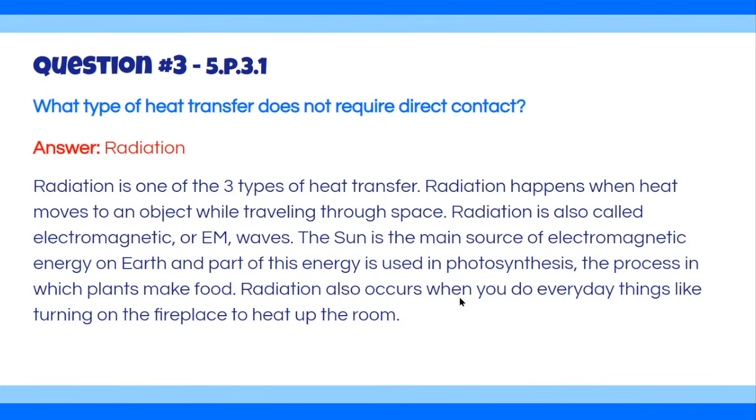The sun is the main source of electromagnetic energy on Earth, and part of this energy is used in photosynthesis, the process in which plants make food. Radiation also occurs when you do everyday things like turning on the fireplace to heat up the room. The heat travels through the air in the room and heats it up.